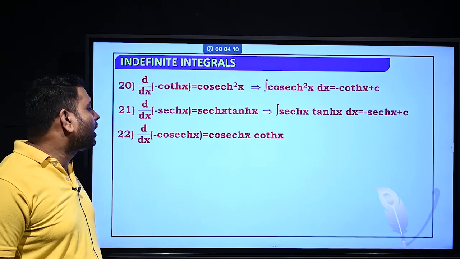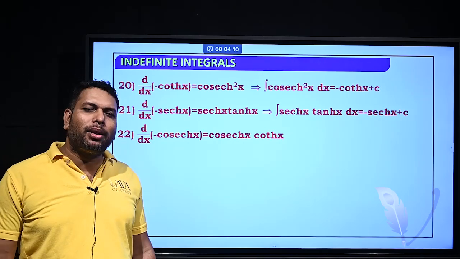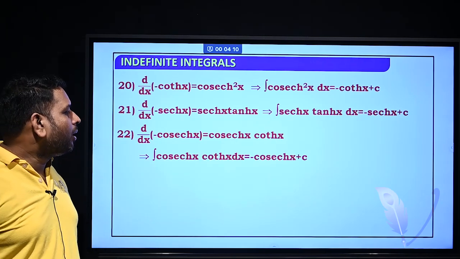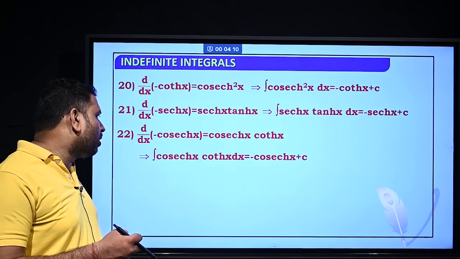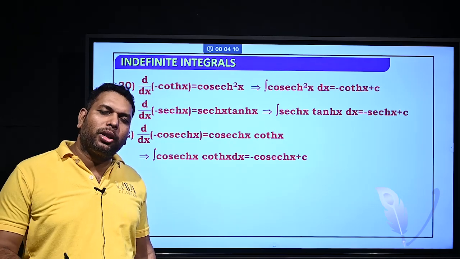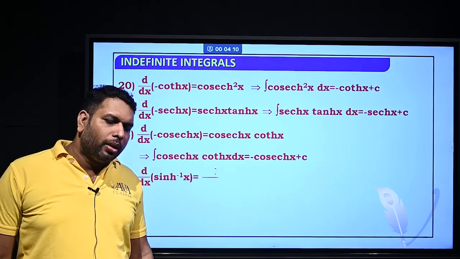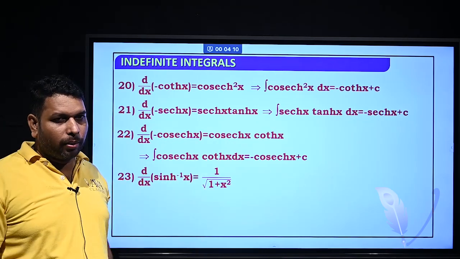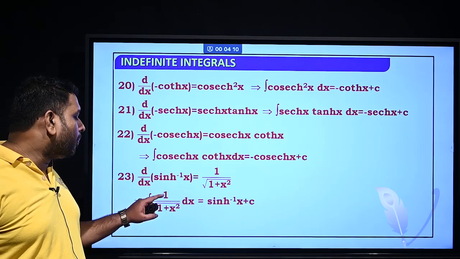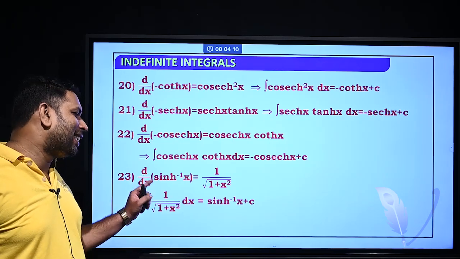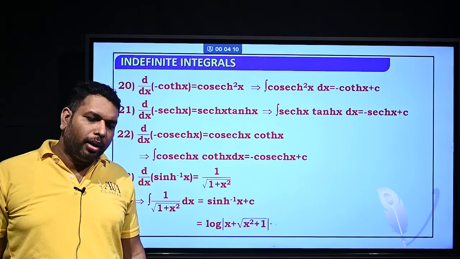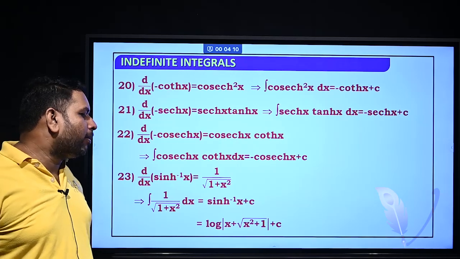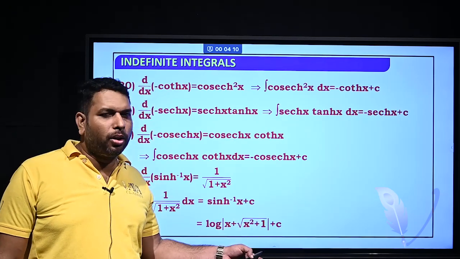Derivative of minus cosech x is cosech x into coth x. So integration of cosech x into coth x is minus cosech x plus c. Okay. So derivative of sinh inverse x is 1 by root over 1 plus x square. So integration of 1 by root over 1 plus x square dx is sinh inverse x plus c. It is also the same as log mod x plus root over x square plus 1, plus c.